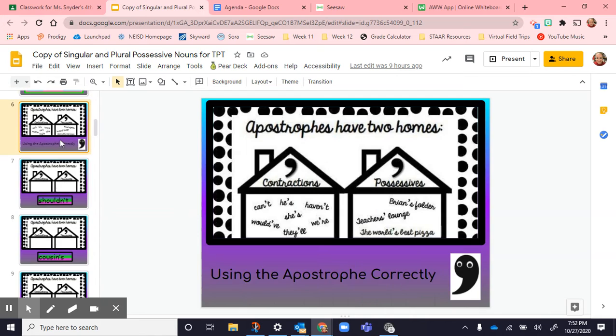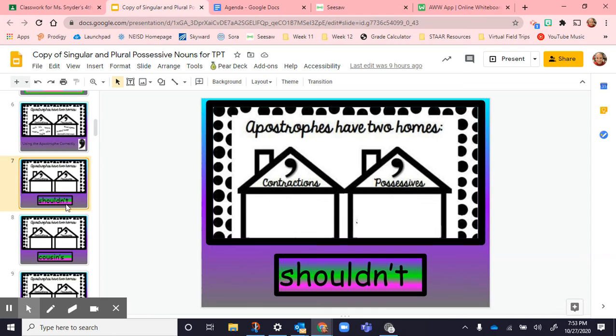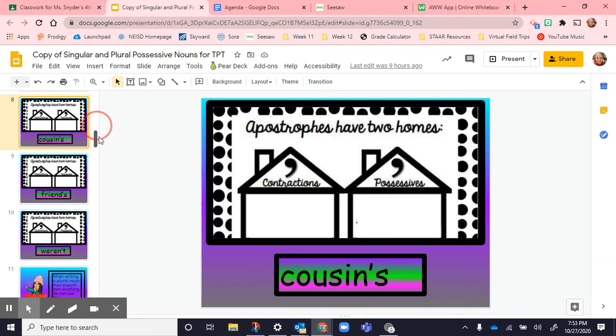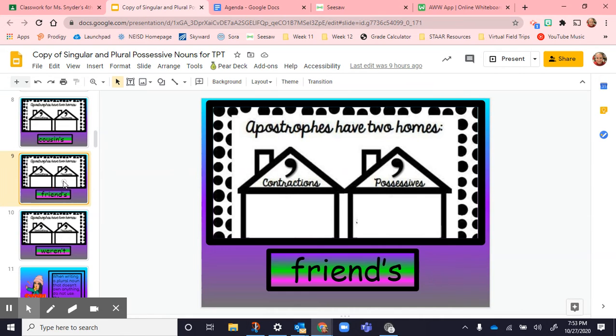All right, apostrophes have two homes. There are two reasons that we use them. Sometimes we use them for contractions, sometimes to show possession. Shouldn't is a contraction, it stands for should not. Cousins: you could say my cousin's treehouse, meaning the treehouse belongs to the cousin. That's talking about something that they own. Friends: my friend's dog, the dog belongs to the friend. Weren't stands for were not, so that's a contraction.